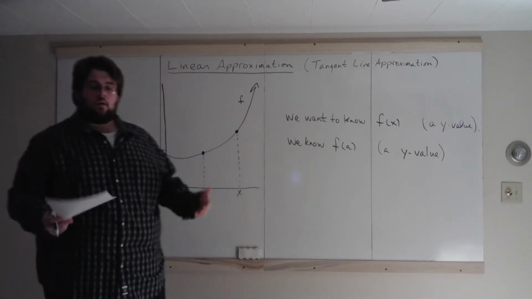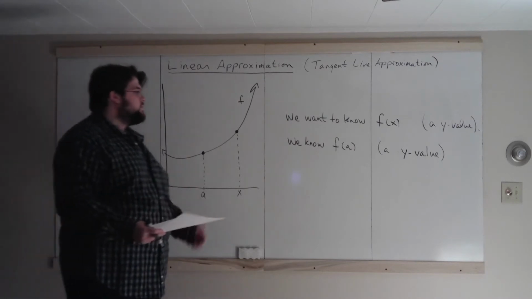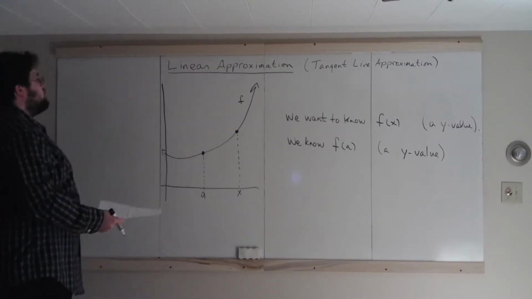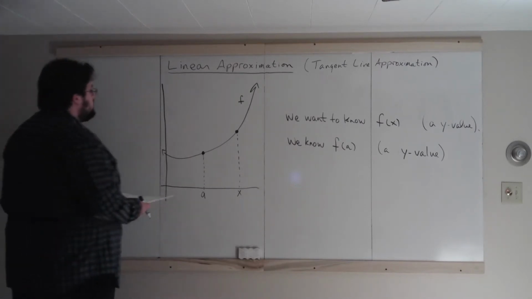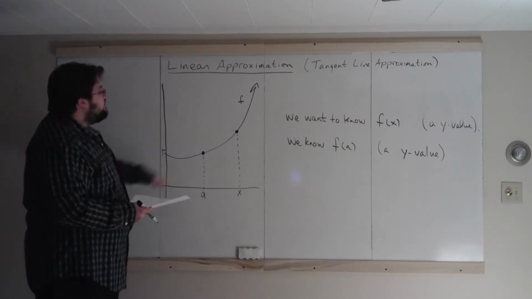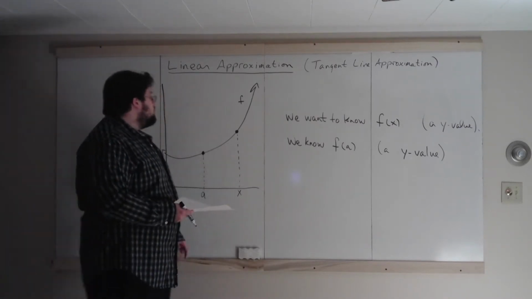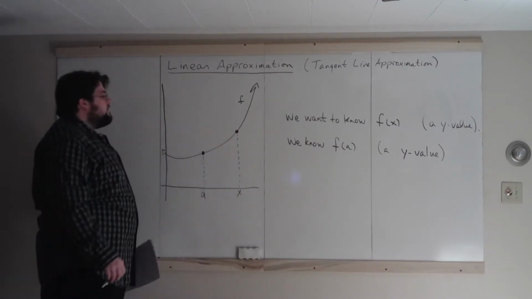Next, we're going to see how we can use the derivative to come up with a couple of useful approximations. The first one is called the linear approximation, or you could call it the tangent line approximation. So here's the setup. We have some function, and I'm going to label a point A and a point X, and of course we have corresponding points f of A and f of X, the y values.